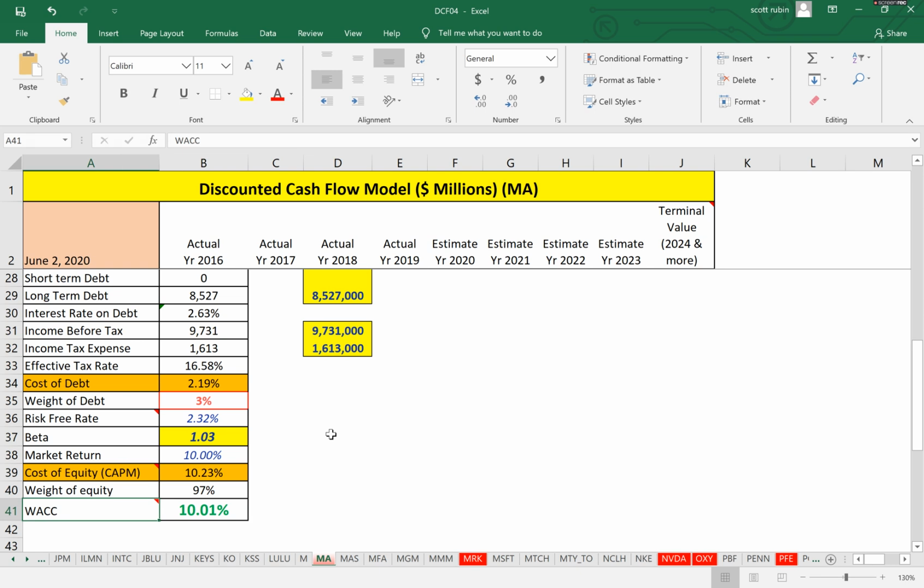So now we need the WACC, the weighted average cost of capital, which is a combination of the cost of debt, 2.2%, and cost of equity, 10.2%. The WACC is 10%, and that's what we're going to use to discount the cash flows by.